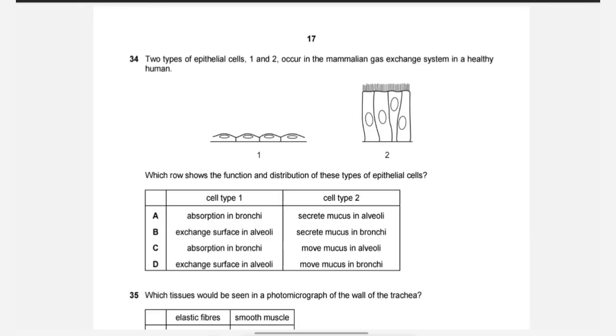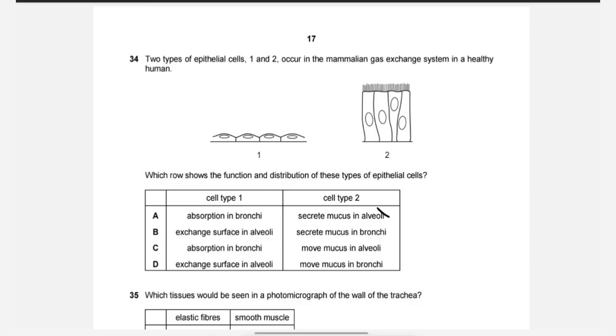Number 34 is saying 2 types of epithelial cells, 1 and 2, occur in the mammalian gas exchange system in a healthy human. It asks which shows the function and distribution of these types of epithelial cells. Cell type 1 says absorption in the bronchi, exchange surface in the alveoli. Okay, it's one and the same thing. Then for cell type 2, you see there's cilia there, and it says secrete mucus in the alveoli.